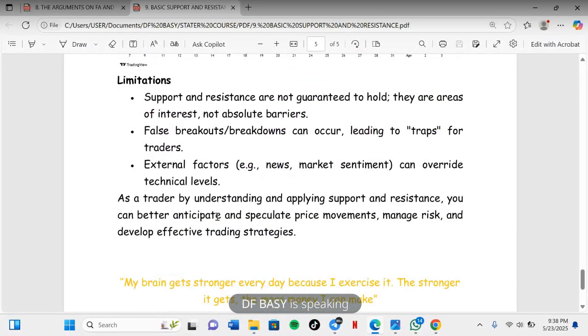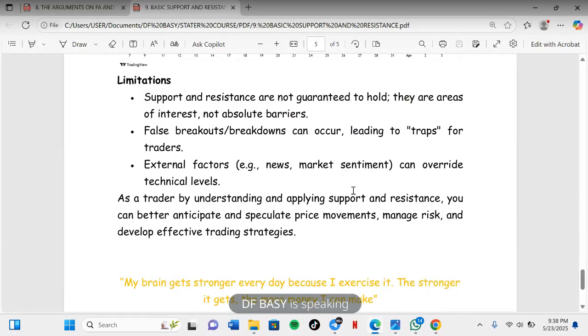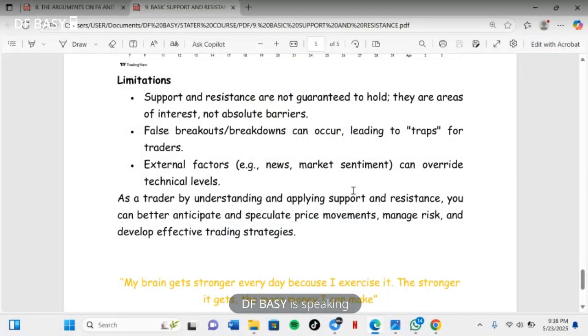Then external factors like news and market sentiment can override the technical levels. So the fundamentals, like news, or like something that happened today, where Trump just woke up this morning, entered a press call and just gave out news, and then the market went sideways. Things like that. Trump is just scattering the market. Though he's trying to rearrange the market, this is not how you should be doing it. Fighting with everybody doesn't make sense.